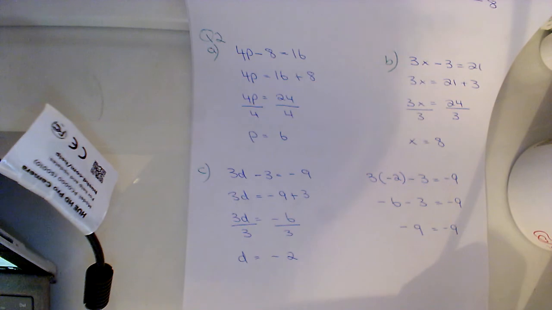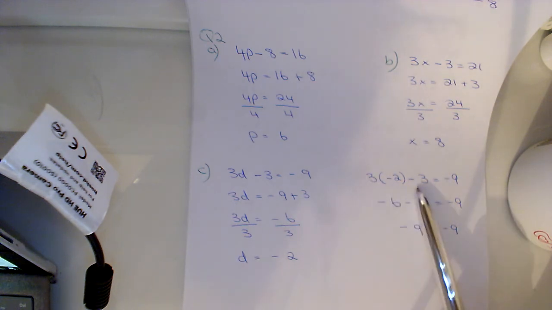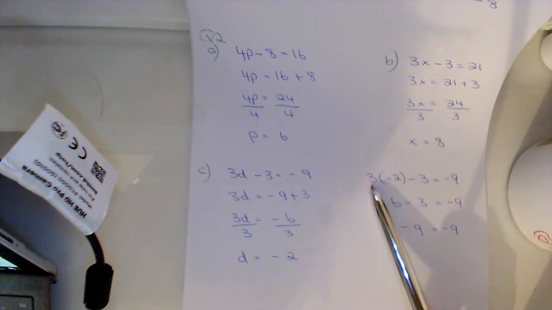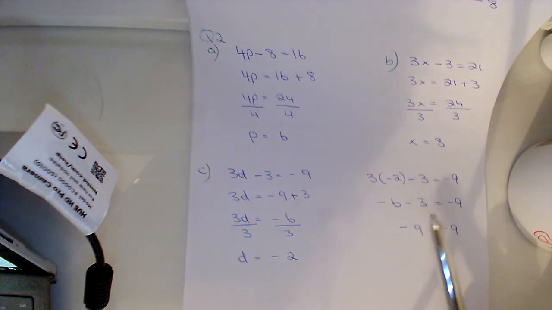So I'll have 3 bracket minus 2, minus 3 is equal to minus 9. 3 bracket minus 2 is minus 6, minus 3 is equal to minus 9. So I have minus 9 is equal to minus 9.